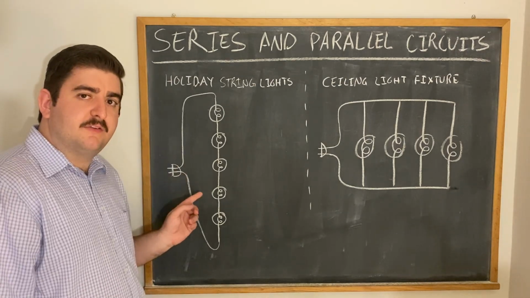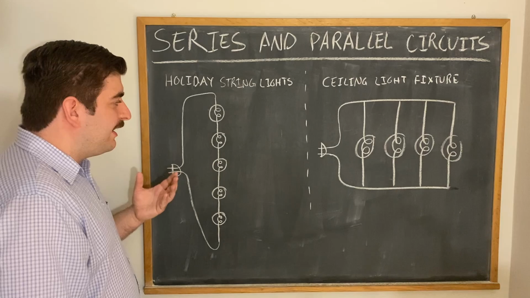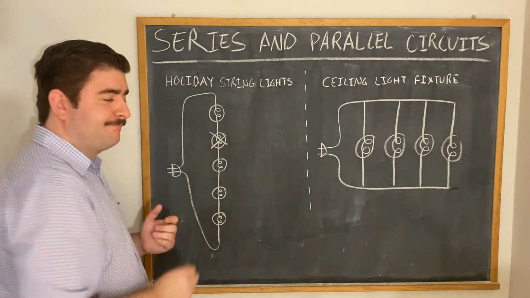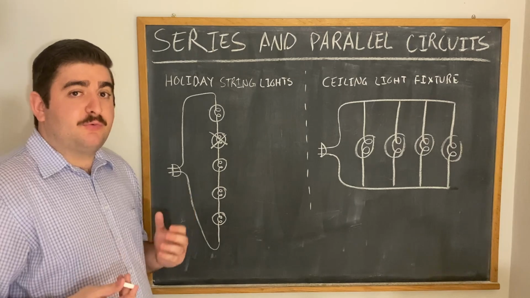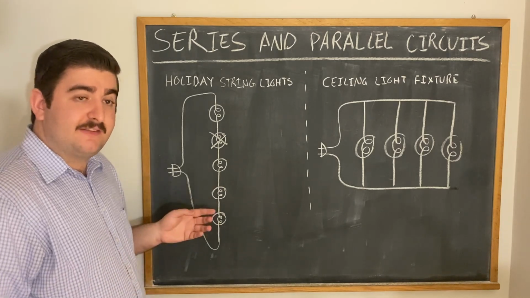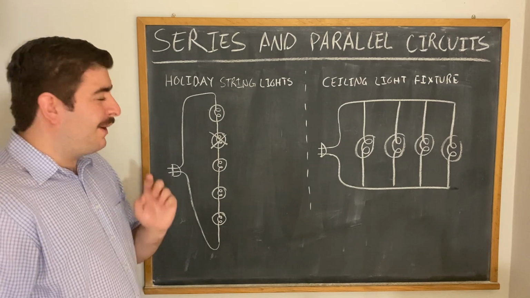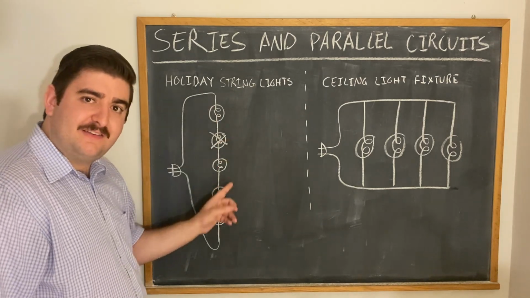One of the takeaways of this: let's say one of your light bulbs burns out. And what happens when a light bulb burns out in one of these string lights? None of them turn on. The whole string stops working. Well, that's because they're connected in series.